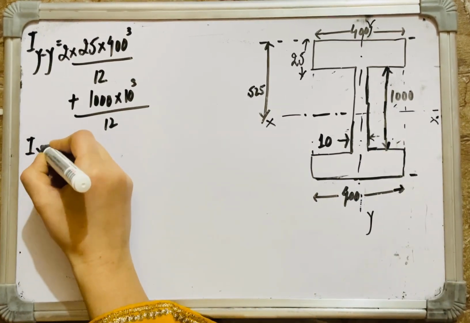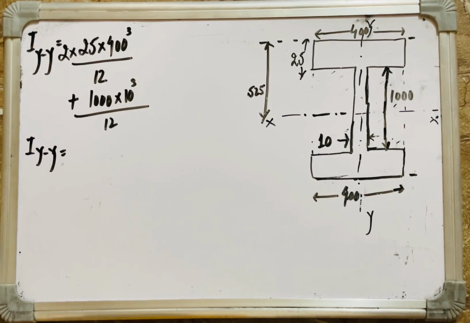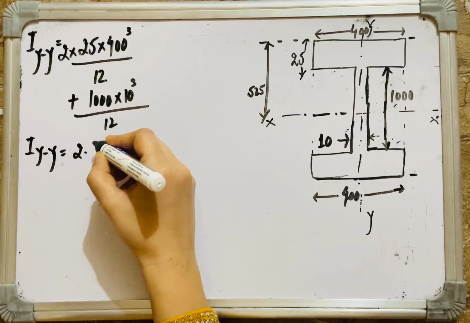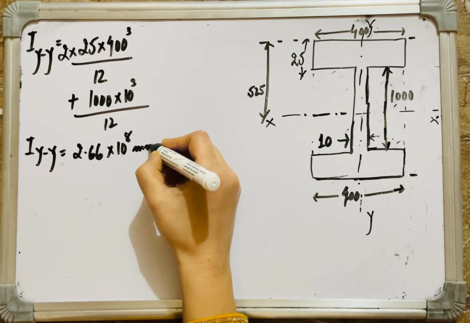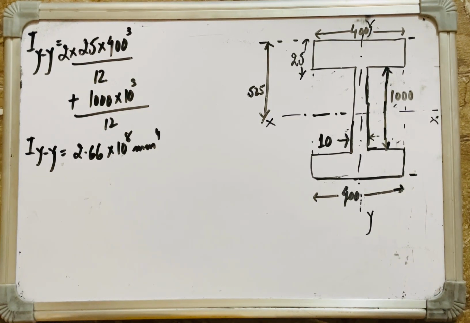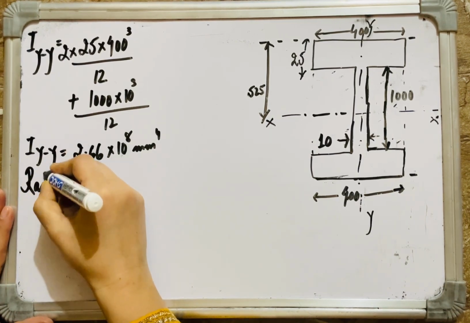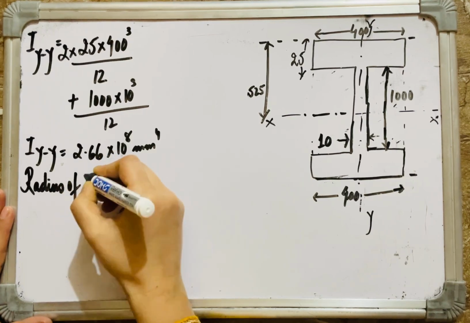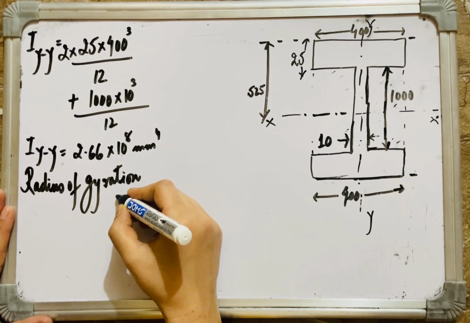Now by calculations, my Iyy is equal to how much? By calculations it is equal to 2.66 into 10 raised to power 8 mm raised to power 4. All right, so this is the moment of inertia of the trial section of the plate girder about the y axis. Now comes the radius of gyration, which we are denoting by Ry.